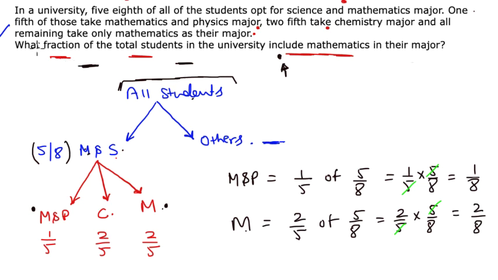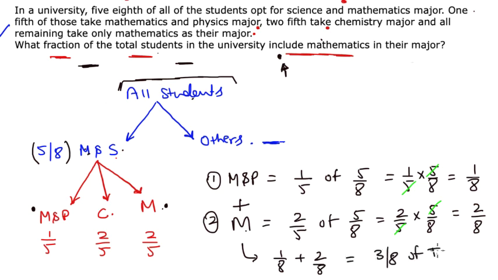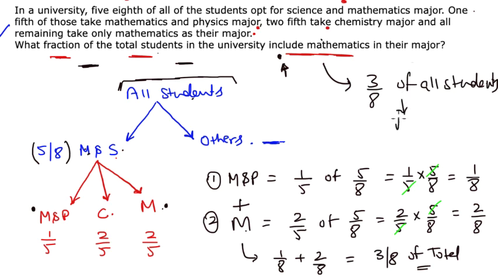Now your objective is what fraction of the total students include mathematics. It will be these two things together, so you add them together. That means it will be 1/8 plus 2/8, and that will be equal to 3/8 of total students. So our answer is 3/8 of all students study mathematics. This is how you apply the fraction multiplication problem.